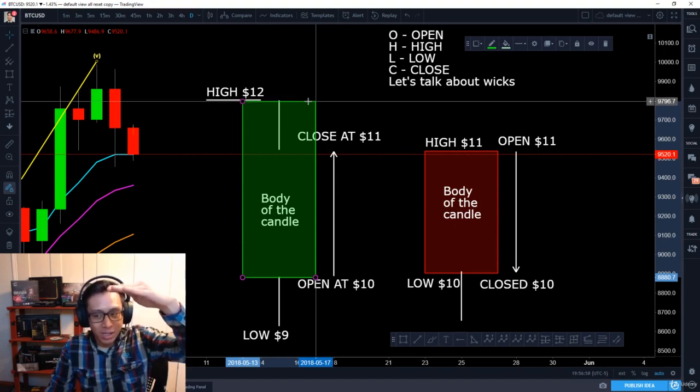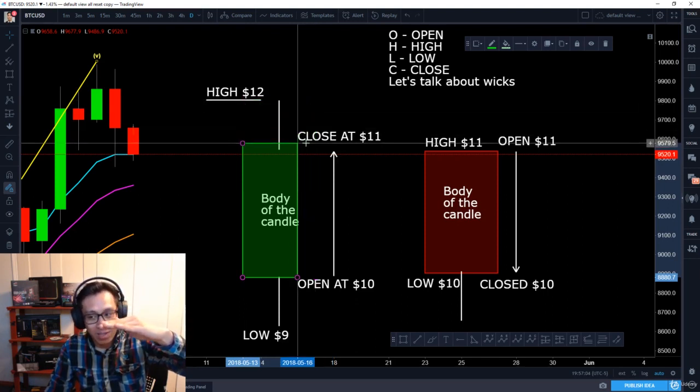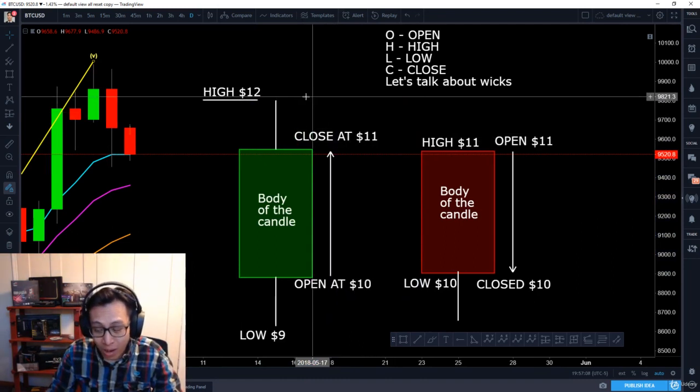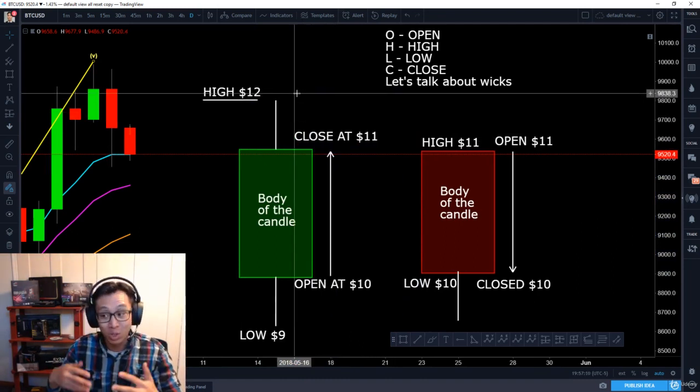But because the market could not sustain it at that particular price, what the market does is push it back down like that. And that's why we could actually have a wick, okay? So I hope that makes a lot of sense.